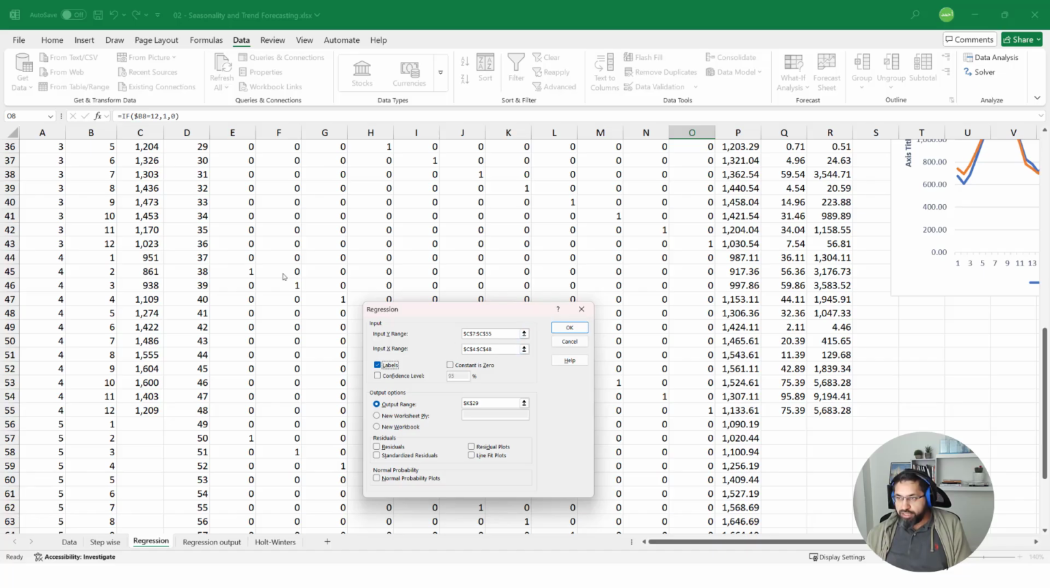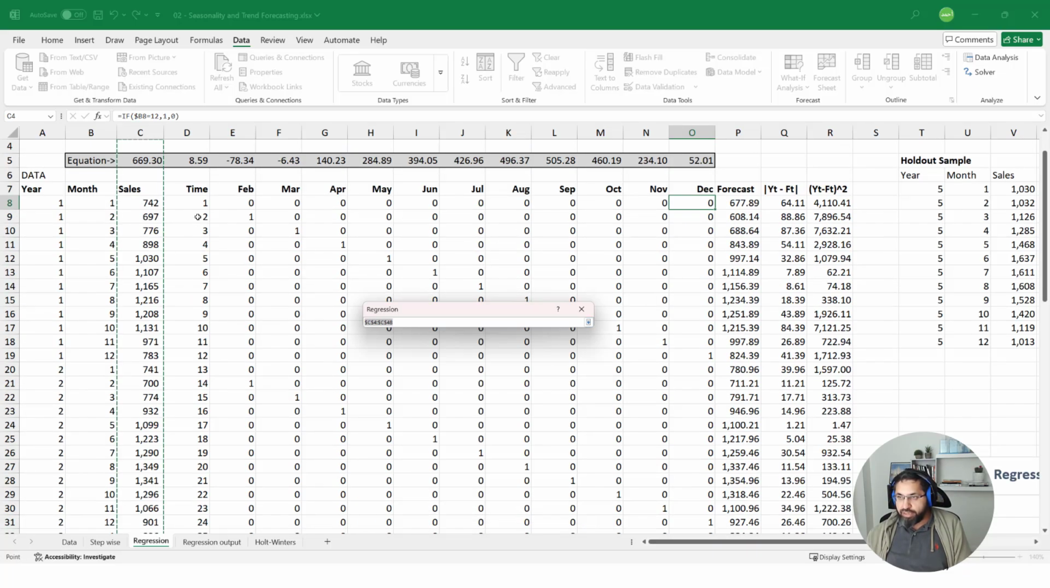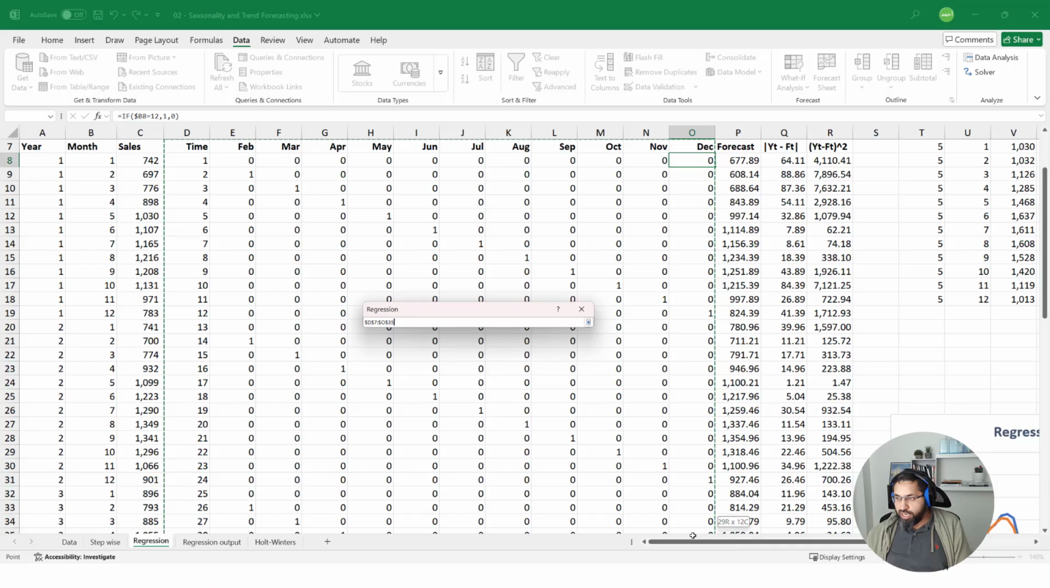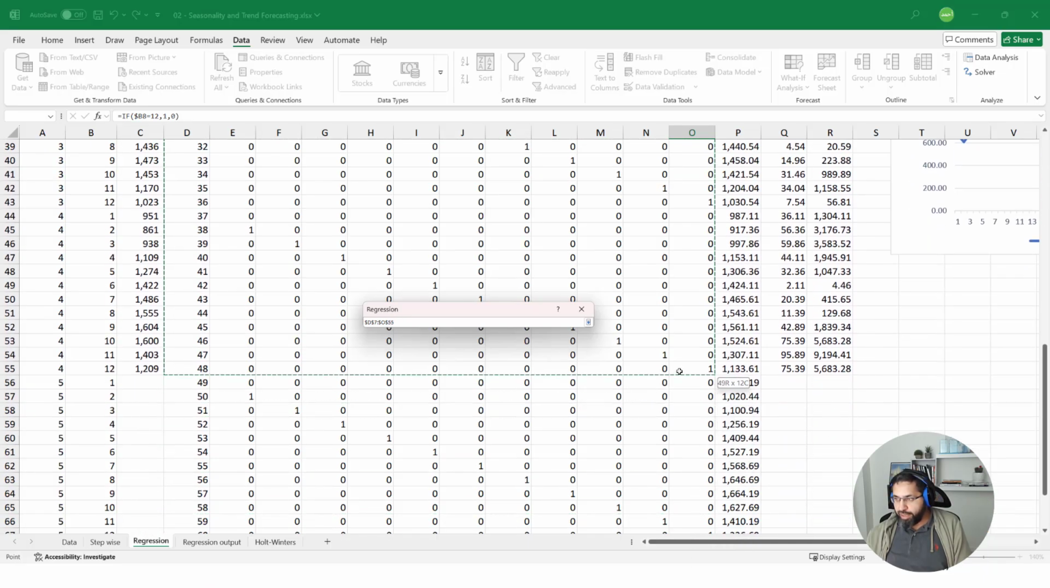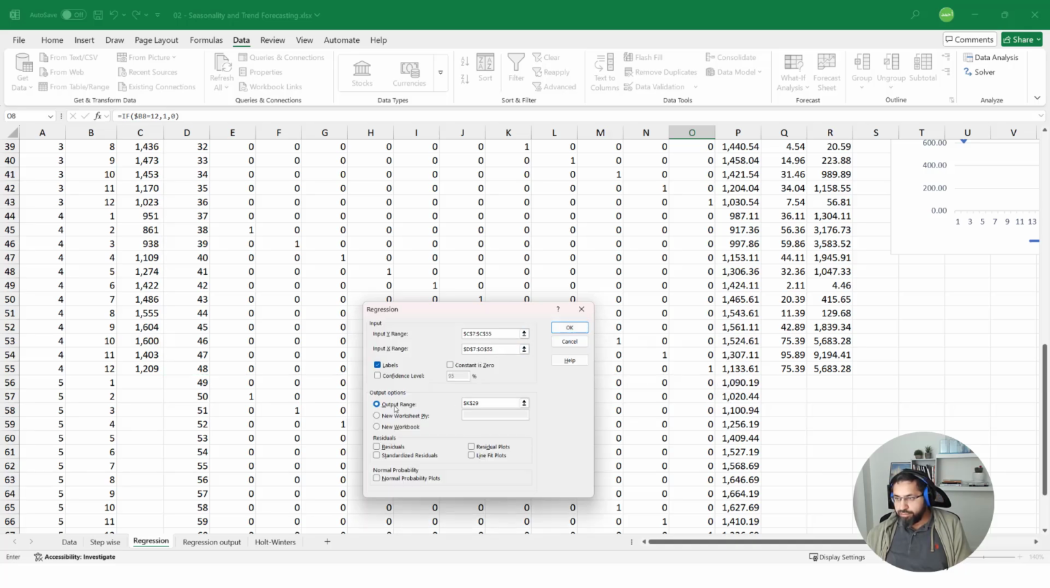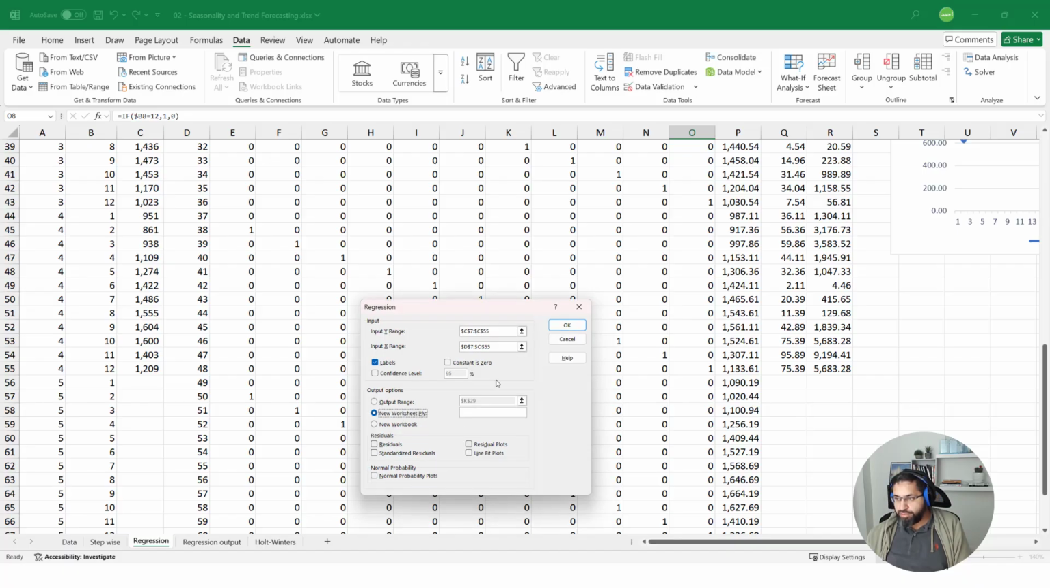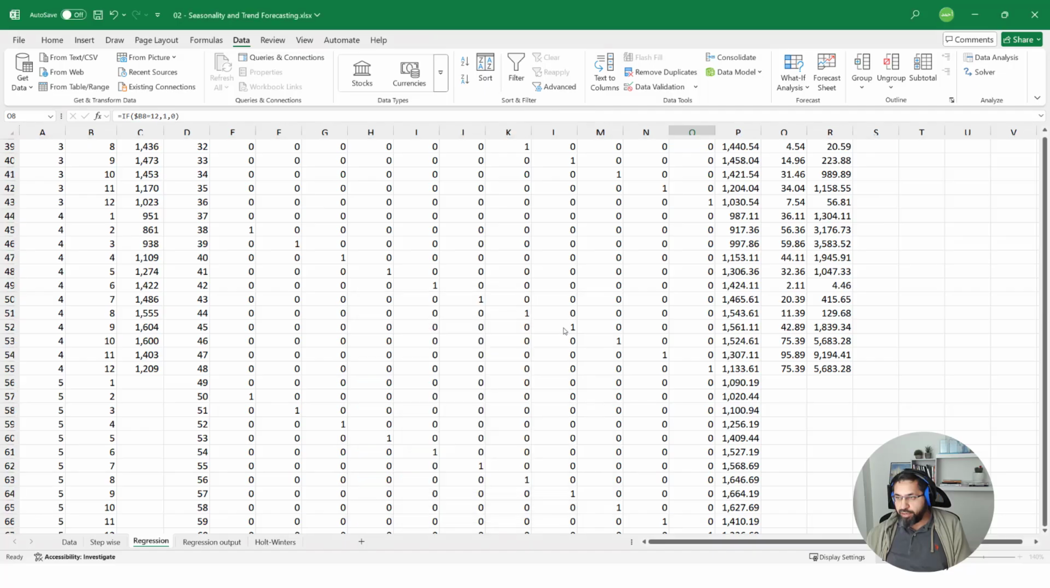And then for the X values, you can select multiple columns. So I'll select time and my 11 months, February to December. And I want to go down till the end of the 4th year. That's all the data I have. Okay, you can do output in a new worksheet. Okay, and then hit OK.